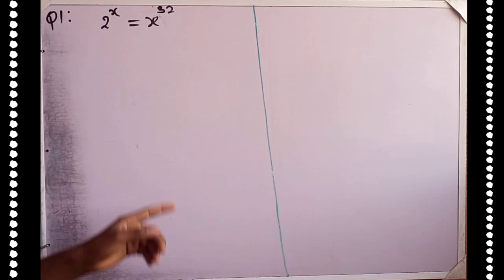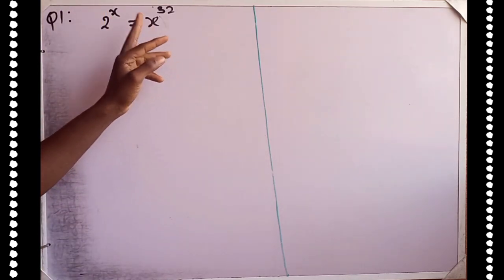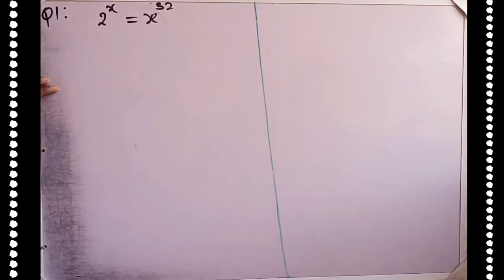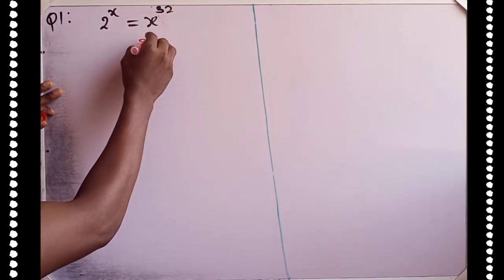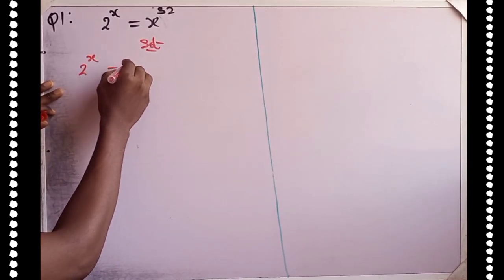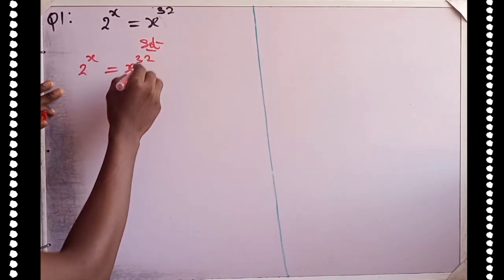In today's video, we're going to solve 2 to the power of x equals x to the power of 32. So it's a very simple question. Let's get started with the solution. All right, we'll say solution. Then we'll write the equation: 2 to the power of x equals x to the power of 32.